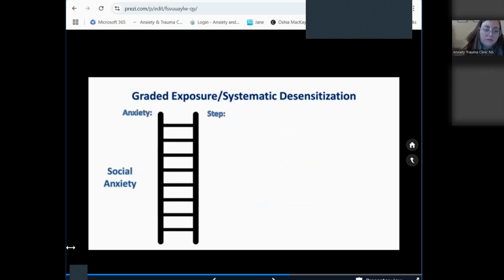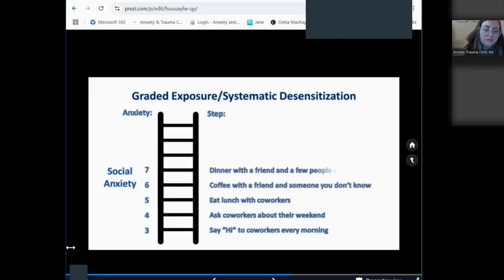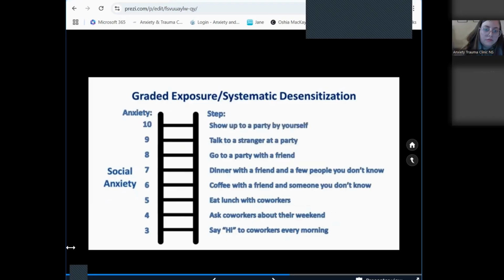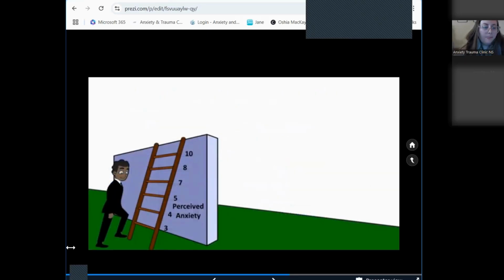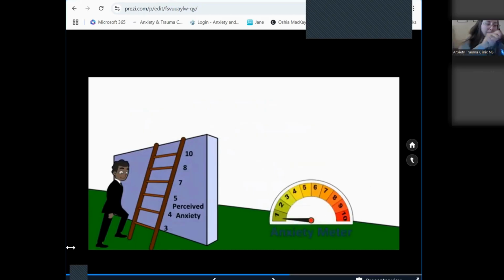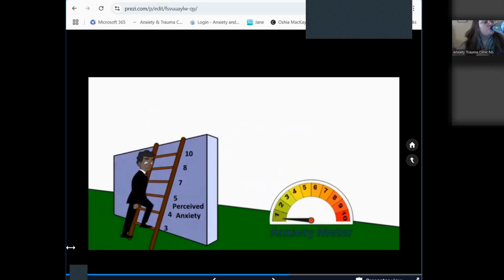Or if you have social anxiety, your ladder might look something like this. And for some more examples of graded exposure ladders you can use for different types of anxiety, please check out the pinned comment. And then once you've come up with your exposure ladder, you start by exposing yourself to whatever's on the bottom step of the ladder. And when you're exposing yourself, you want to feel a little bit of anxiety, up to about a 3, but anything higher than that can be too much to start with.